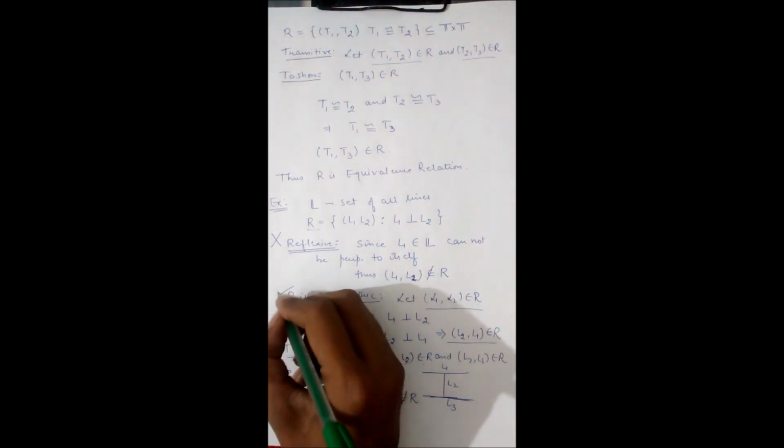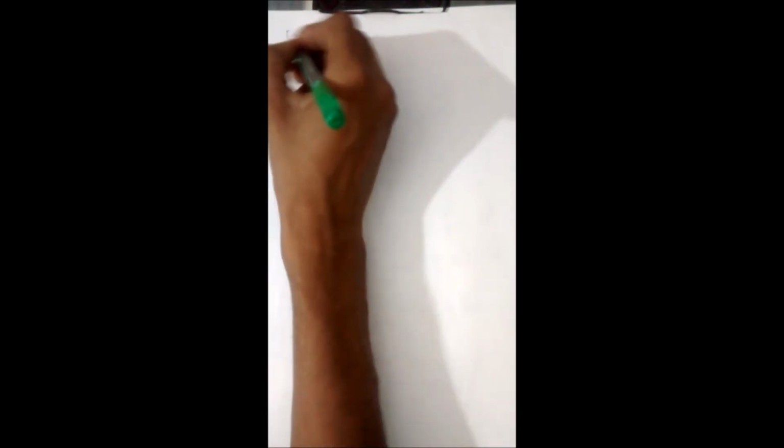Means the relation was not reflexive, was not transitive, only symmetric relation. Okay, we can do many examples like this and check whether the relation is an equivalence relation or not, or whether it is reflexive, symmetric, transitive, whatever it satisfies. Okay, now we'll take another example.